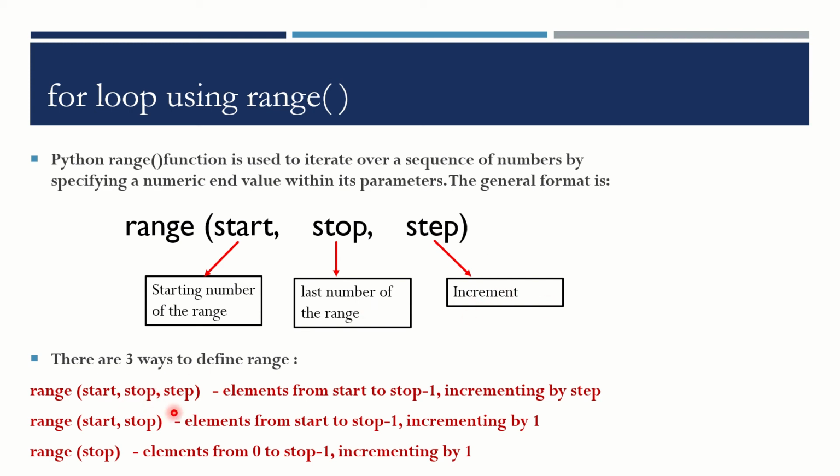Let us see how we can use the range function here. So if we give range, start, stop and step, the elements that are generated will be from the starting number till stop minus 1. As I said, stop is never included. And incrementing by step. If we give range, start and stop, the elements start from the starting number till stop minus 1, incrementing by 1. And if we give range, stop, then the elements start from 0 till stop minus 1, incrementing by 1.